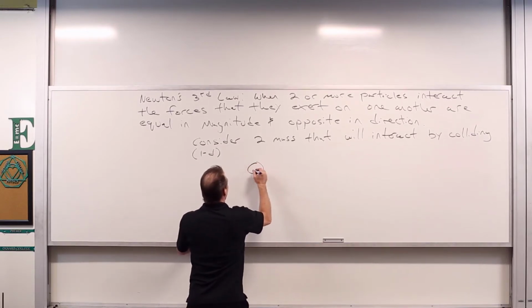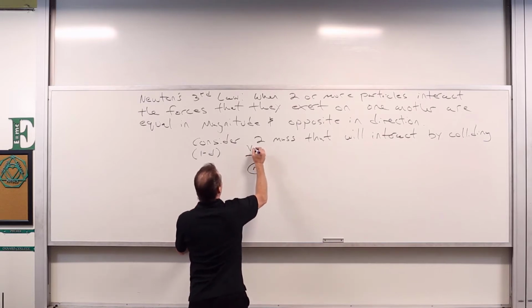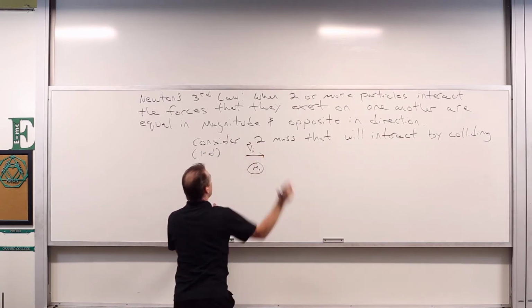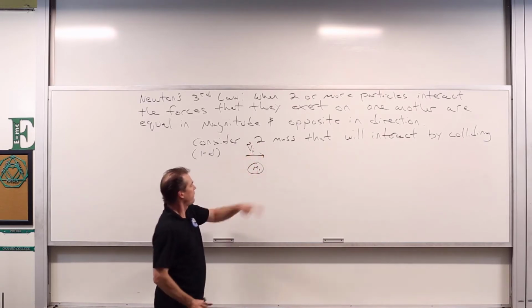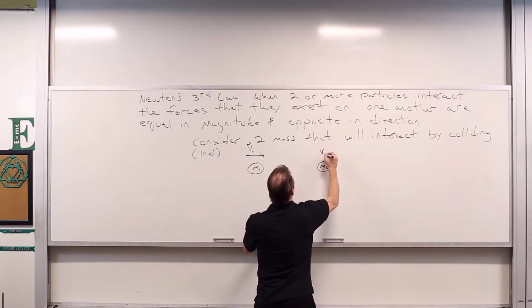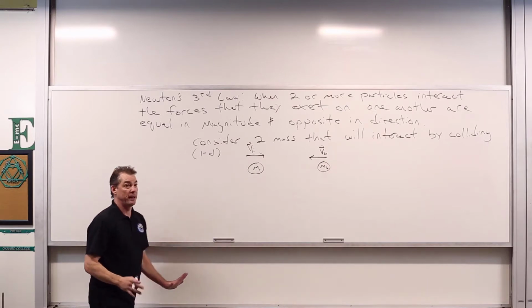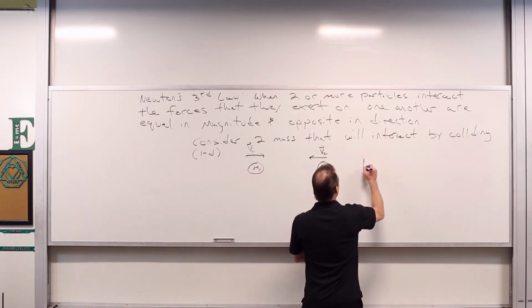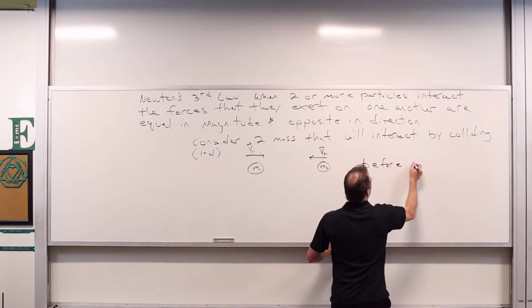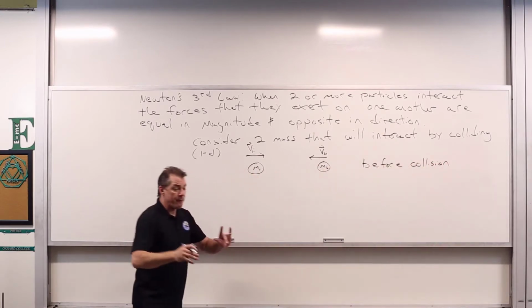We're going to take an M1 with some V1 initial hat, so it's the initial velocity for M1. And then we're going to take an M2, and it's going to have a V2 initial hat, and it's going that way so that they will ultimately collide. So we've got before collision. Then we have during a collision.